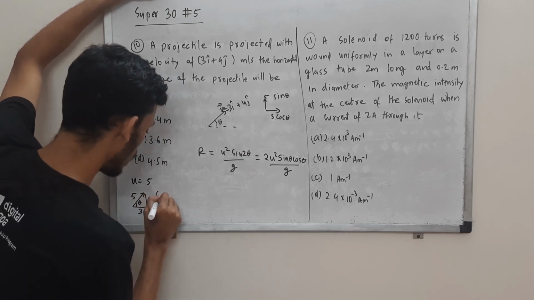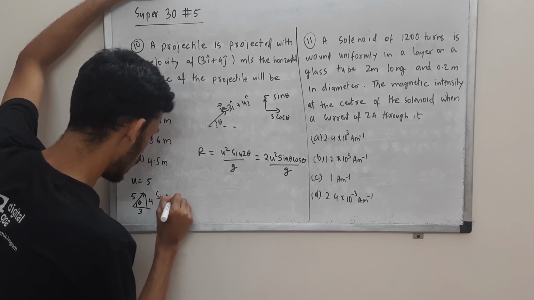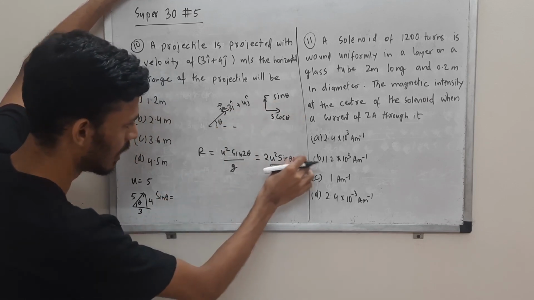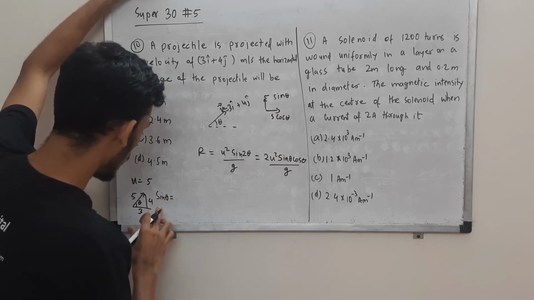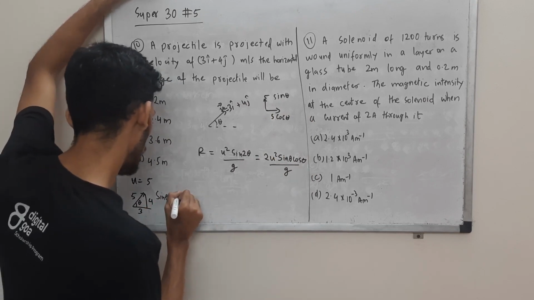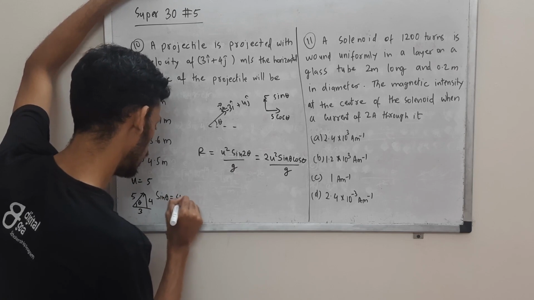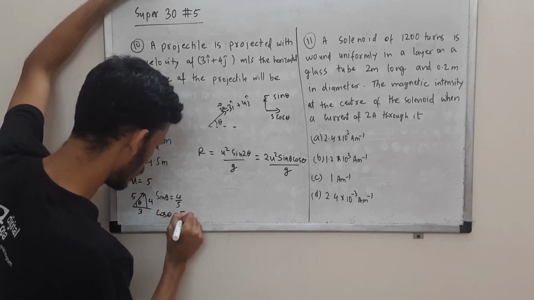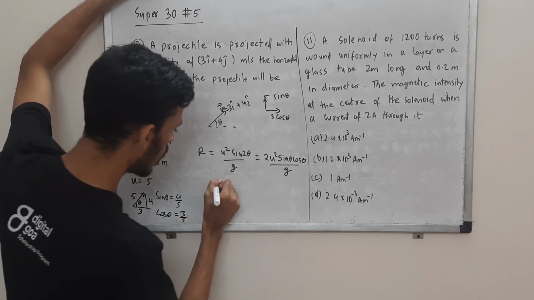Okay, so sin theta from here is nothing but... we don't want u cos theta and u sin theta, we basically want sin theta and cos theta, right? So sin theta will be 4 by 5, opposite upon hypotenuse. Cos theta will be 3 by 5, right? So you can substitute it over here.